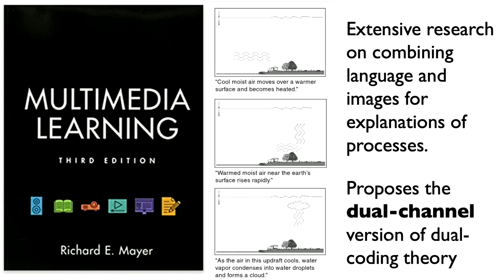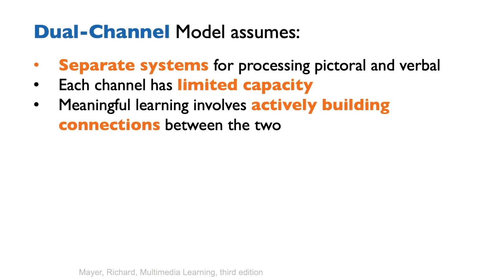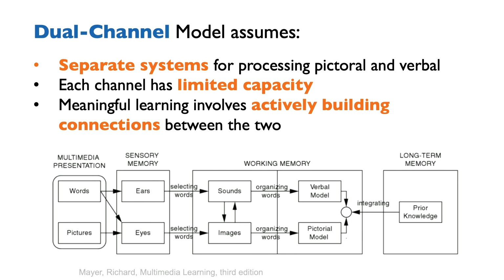And as part of that research, he proposes the dual channel version of the dual coding theory. In the dual channel model, it assumes there are separate systems for processing pictorial and verbal information. Each channel has limited capacity, limited by working memory. And meaningful learning involves actively building connections between the two. So that's the claim. So here's the diagram from his book.